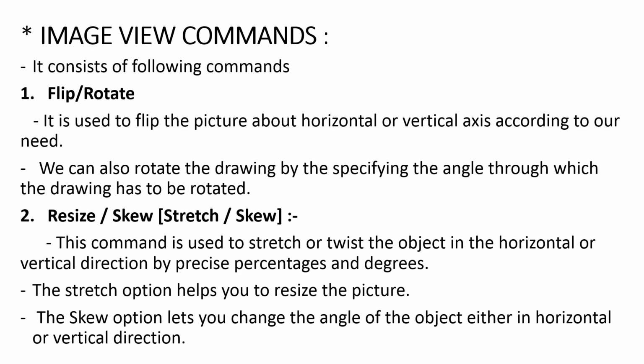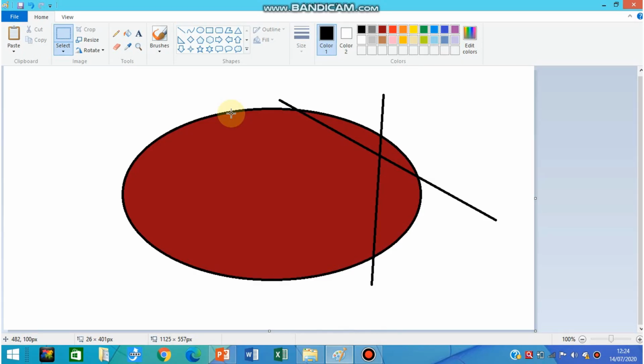So, let us start quickly. As I have drawn the drawing in the earlier part, now we will see how to use the image view commands. For that, I have added on this drawing these two lines randomly, to show you how to use the flip or rotate and stretch or skew command, and after using that, how to differentiate what happens to the image. In that you will be seeing clearly. For that purpose, I have added here two lines.